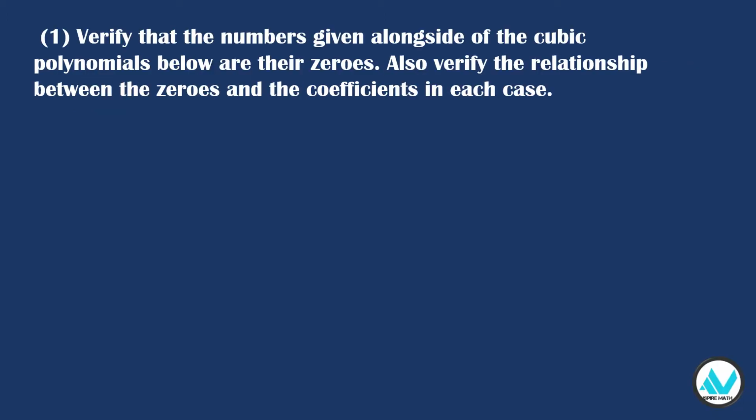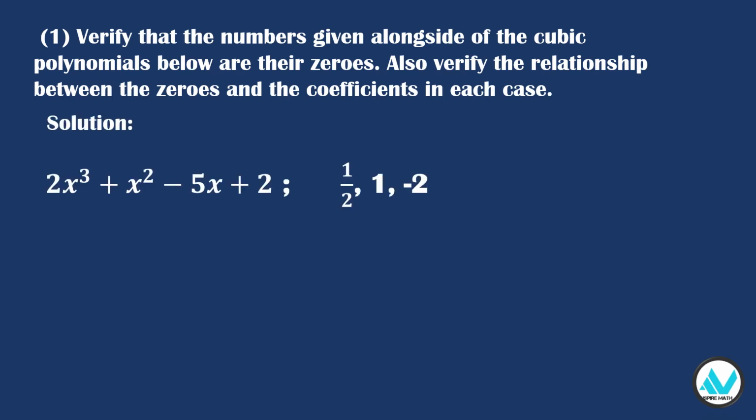Now let us take the first sum in the optional exercise. Now he has given a cubic polynomial along with the zeros. Now we are supposed to verify the relationship between the zeros and the coefficients. Now let me take the first sum. Now he has given me 2x cube plus x square minus 5x plus 2. Now the zeros are 1 by 2, 1 and minus 2.